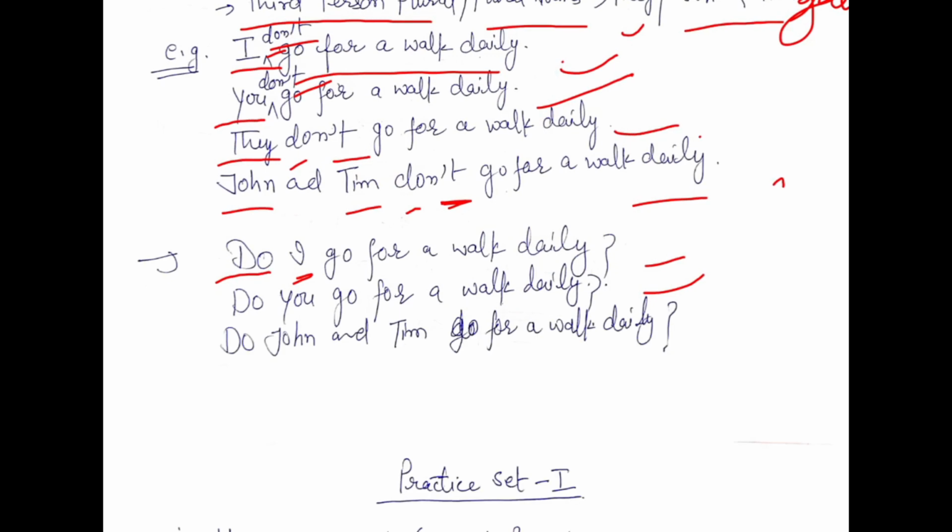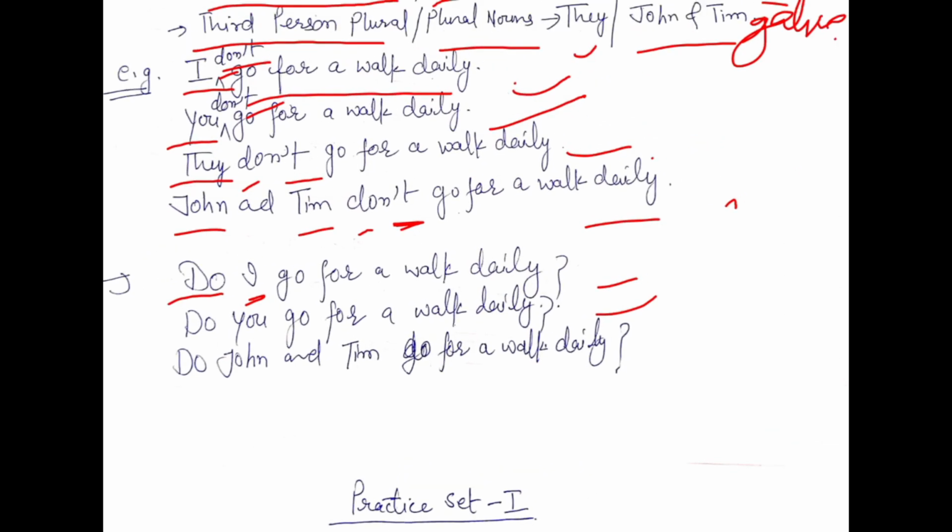Next is do John and Tim go for a walk daily? Here we have two nouns, John and Tim. So your noun becomes plural nouns. So you have to use do helping verb in this sentence because your sentence is interrogative. You have to use do. So you can write your sentence in this way: do John and Tim go for a walk daily?